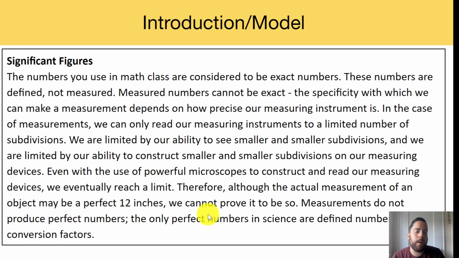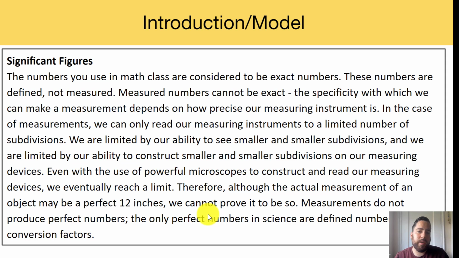Okay, so let's talk about significant figures and why are they significant, pun intended. When we use numbers in math class, those are considered to be exact numbers. These numbers are defined and not measured. When we do science, we usually measure things, right? When we measure things in science, they are not considered that precise, right? So what do I mean by that?